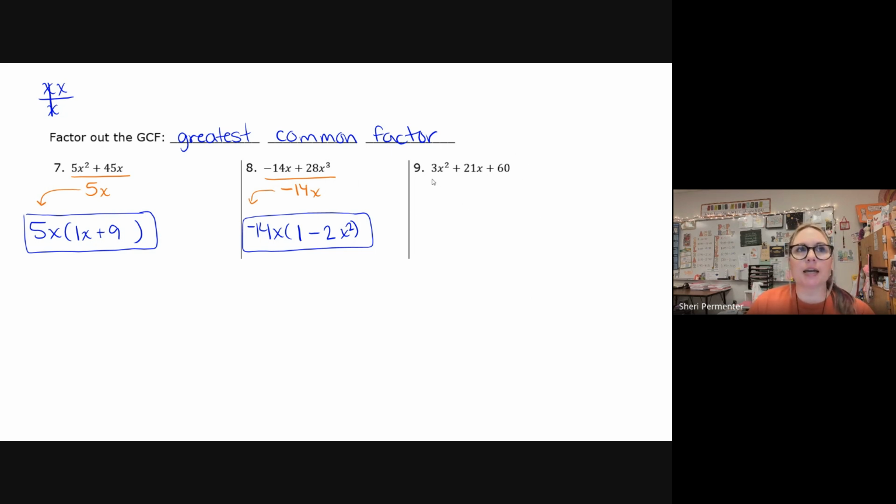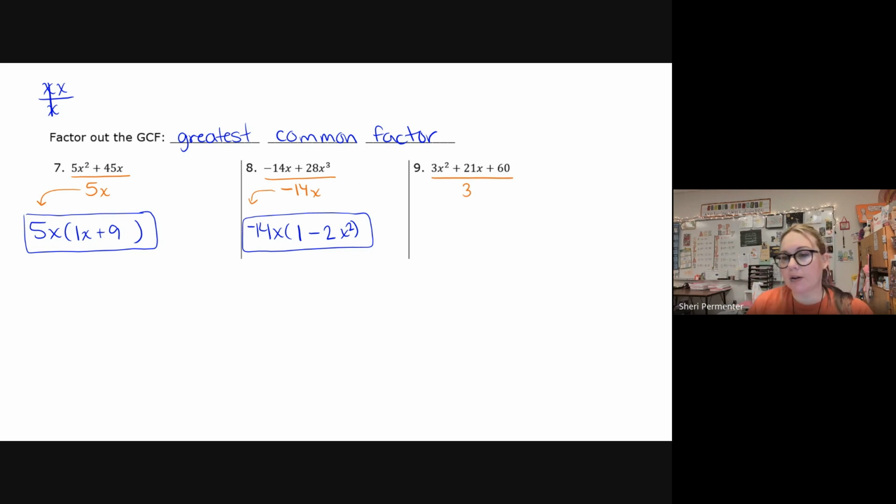For question number 9, what's the biggest number that can go into 3, 21, and 60? 3. Okay, so we're going to divide out a 3. What about x's? I can't pull out any x's because this one's missing one, so don't force it. Sometimes you can pull out an x, sometimes you can't. Every term has to have an x to be able to factor it out.